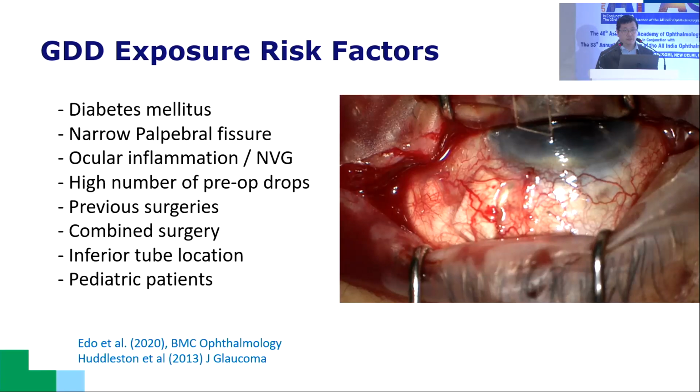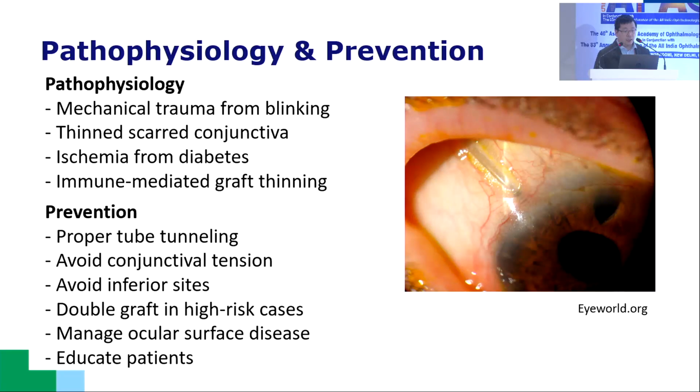Some of the risk factors for GDD exposure include diabetes, narrow palpebral fissure, ocular inflammation, a high number of preoperative drugs, previous surgery, combined surgery, inferior placement of the tube, and pediatric patients. The mechanism is thought to relate to mechanical pressure from the eyelids against the device, especially when there is a thin and scarred conjunctiva over the top.